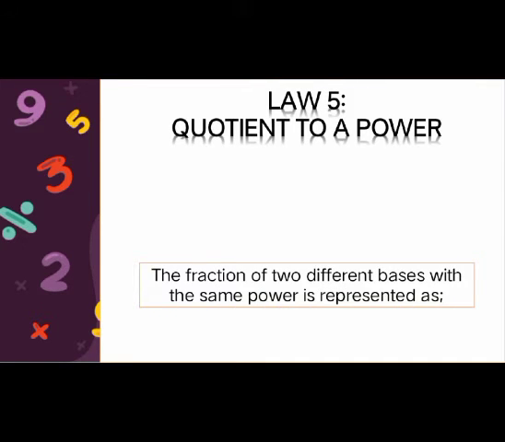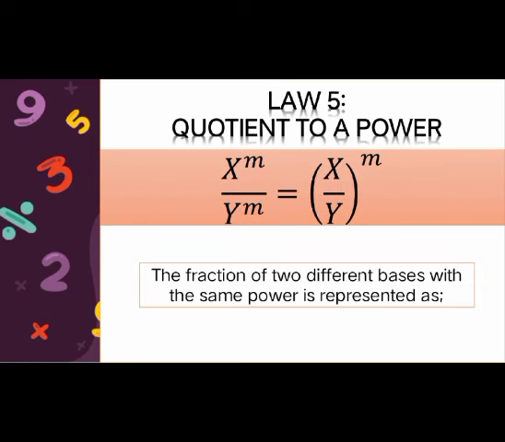So our next law is the quotient to a power. The fraction of two different bases with the same power is represented as x to the power of m over y to the power of m, which is equal to x over y, all to the power of m. So we're going to divide the bases since they have different bases, and then keep the exponent. It is the same as the product to a power from a while ago.